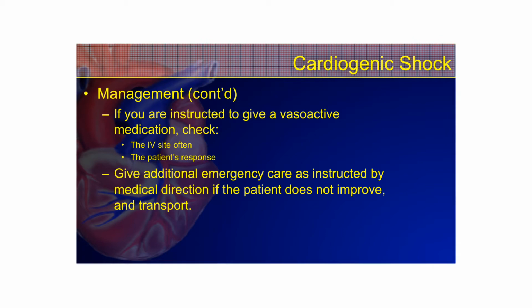Provide emotional support to the patient and the family, as always. Except for correcting a life-threatening dysrhythmia, there are no other measures you can take in the field to stabilize a patient in cardiogenic shock. So get moving towards the hospital. And if your system indicates, complete a fibrinolytic checklist en route to the hospital.